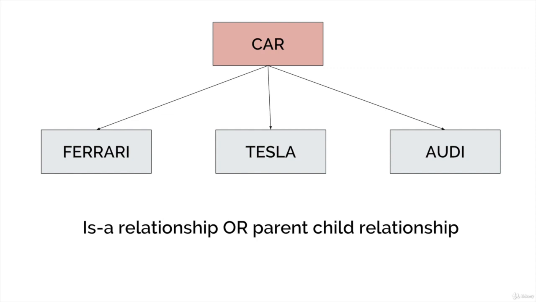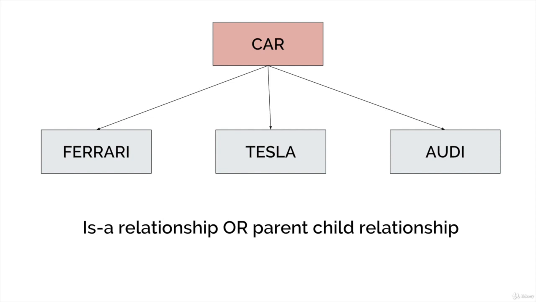If we take a look at some other example, like that of a mobile phone, we can say iPhone is a type of mobile, right? Samsung is a type of mobile phone. So this relationship between the iPhone and a mobile phone is known as an is-a relationship, or parent-child relationship, or inheritance in object oriented programming.